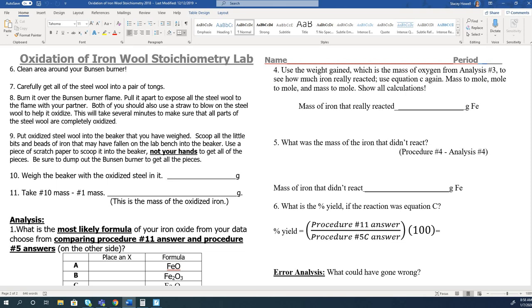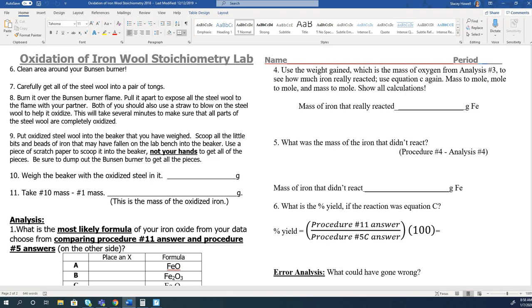You're going to burn it over the flame. You're going to pull it apart. You're going to blow on it. But as you're doing it, don't pass out by blowing too hard, and don't blow the flame out by blowing too hard. But you do want to put oxygen into it, more oxygen than normal. I usually have them do it with a straw.